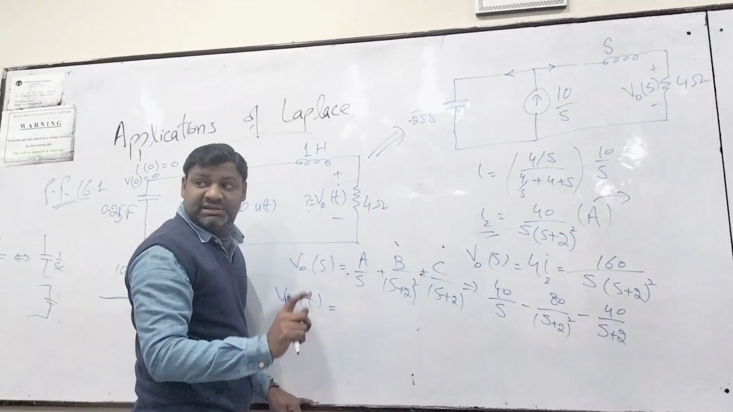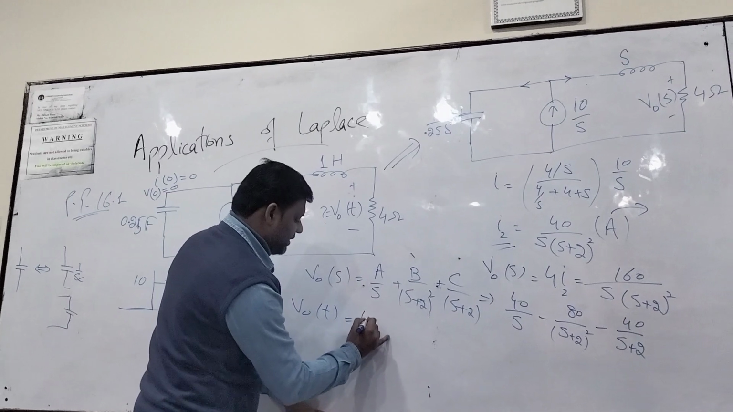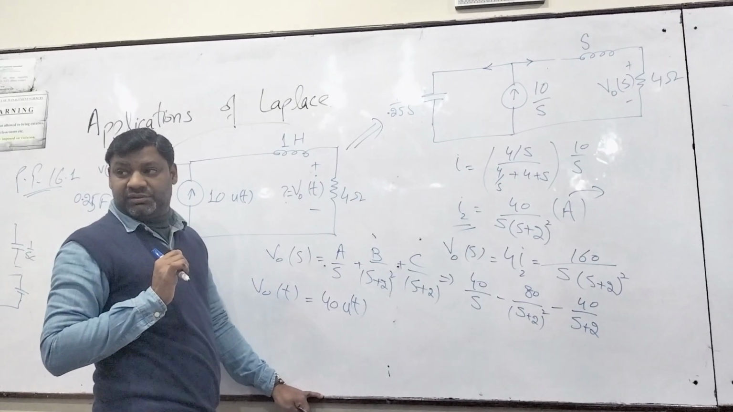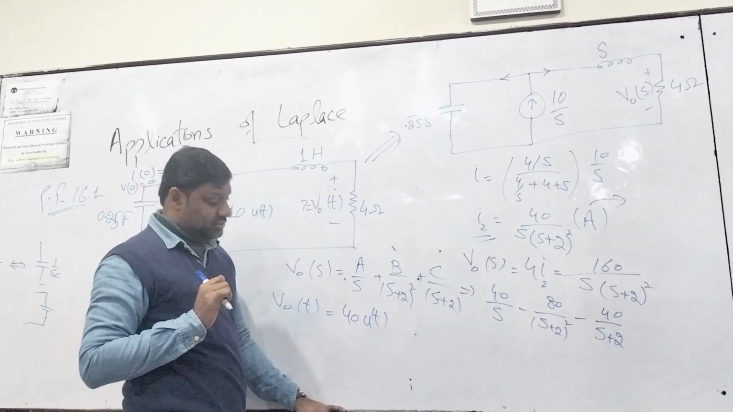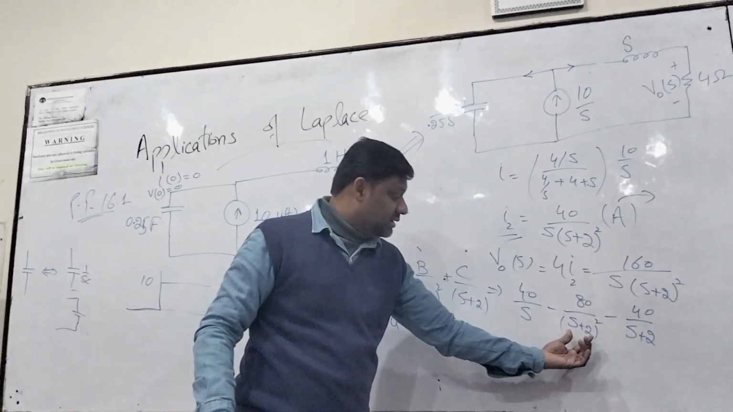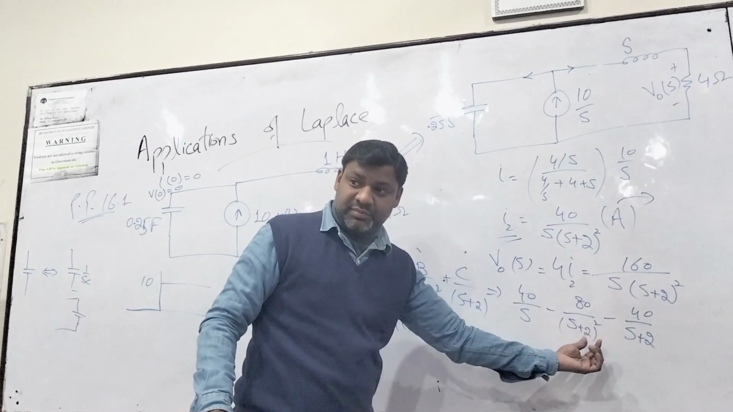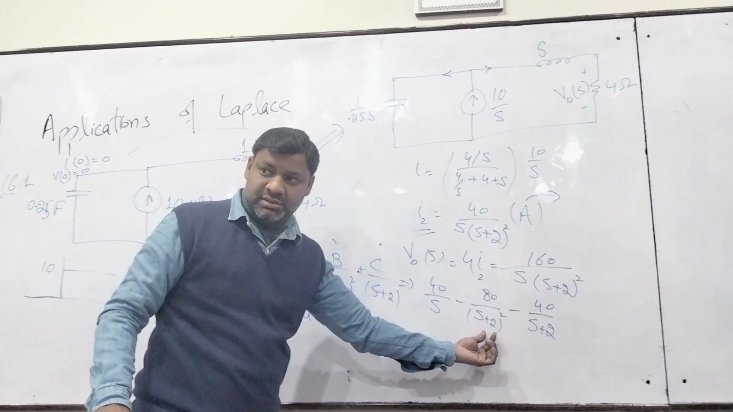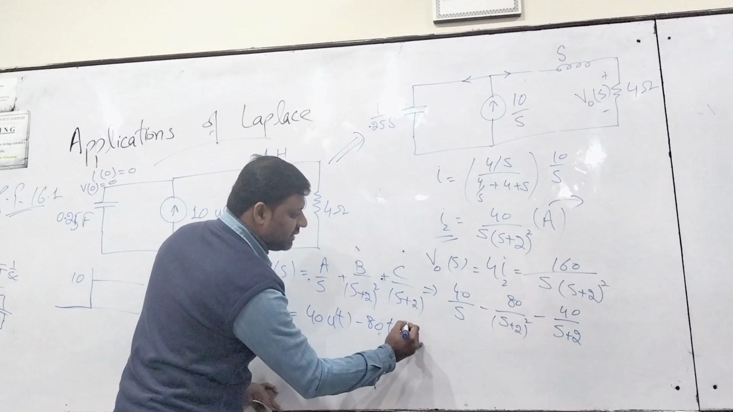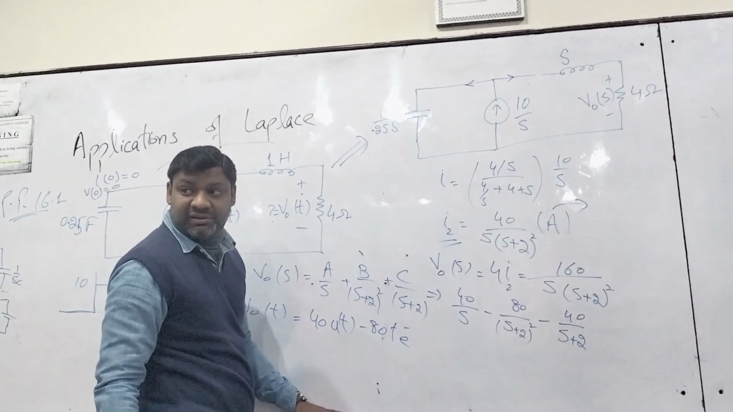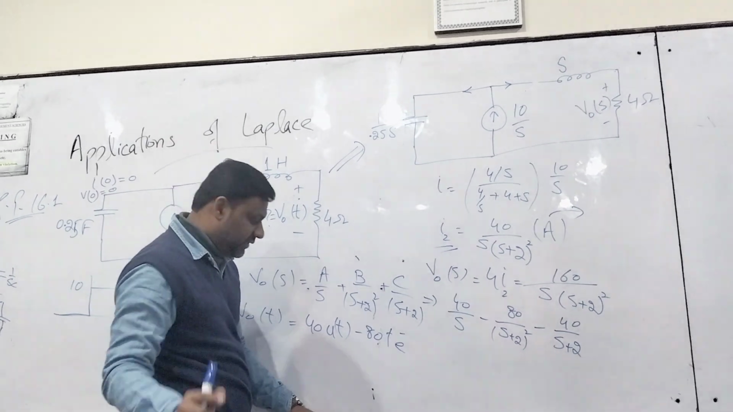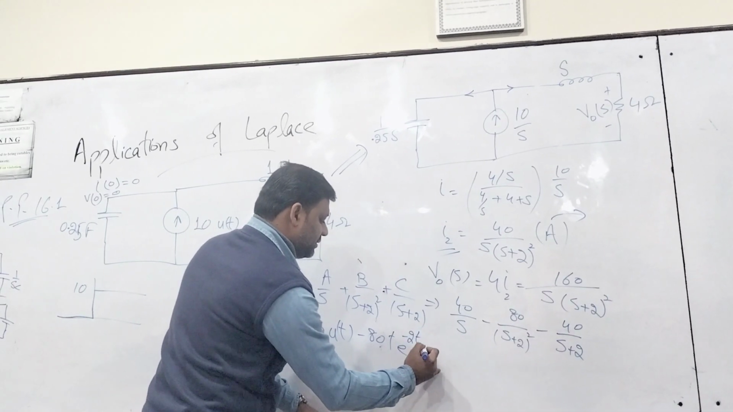1 over S is the inverse of u(t). Very good. Next, minus 80 t e to the power minus at. Why? 1 over S plus 2 whole square inverse is t times e raised to minus 2t. What is the value of a here? Very good. U of t.